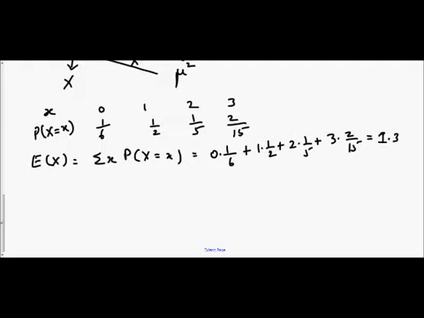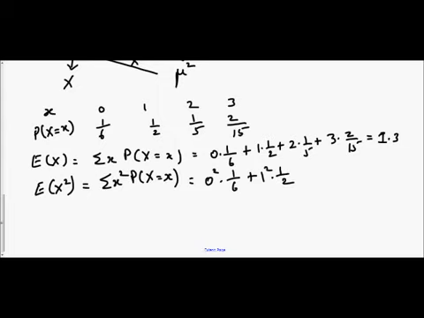Okay. What would be the expectation of x square, which would be the sum of x square p of x? How do you do that? This is 0 square times 1 over 6 plus 1 square times 1 over 2. So this is x and this is p of x, plus 2 square times 1 over 5 and 3 square times 2 over 15. On simplification, this would give you 2.5.